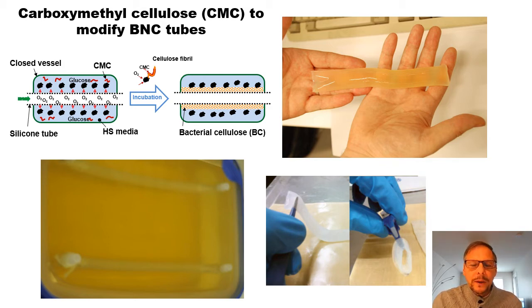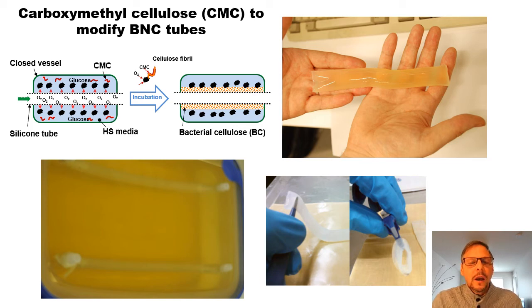And then if that tube is removed from the culture medium, then you can handle that tube that is produced with your hands. That's what you see on the top right. And if we remove the protein, then we get a hollow tube like the ones that are handled with the tweezers that can be used as a membrane, but in this case in the form of a tube or a tubular membrane.